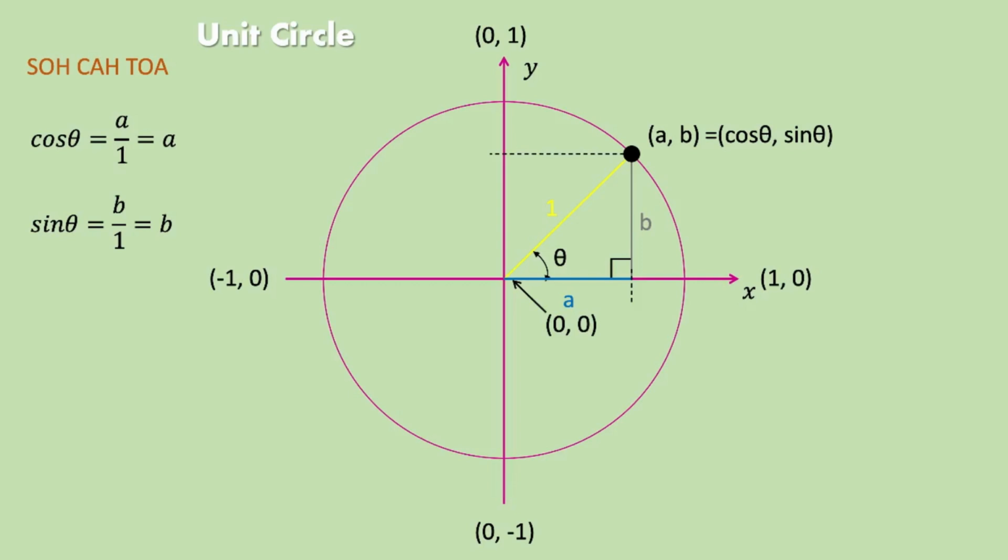This SOHCAHTOA model works well as long as we're working with a right triangle and a defined right triangle, but begins to break down when our angles become 0 or become negative, or as our angles become greater than 90 degrees.